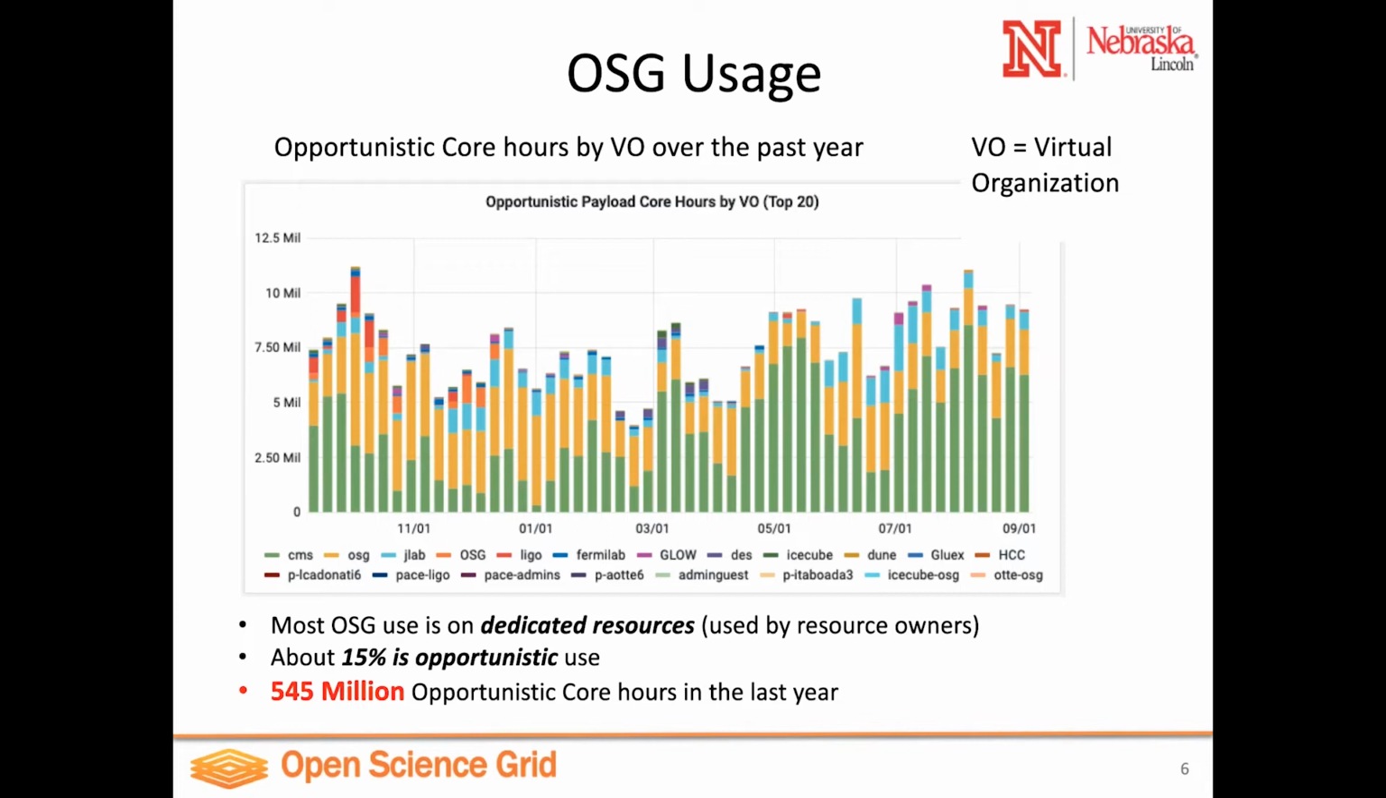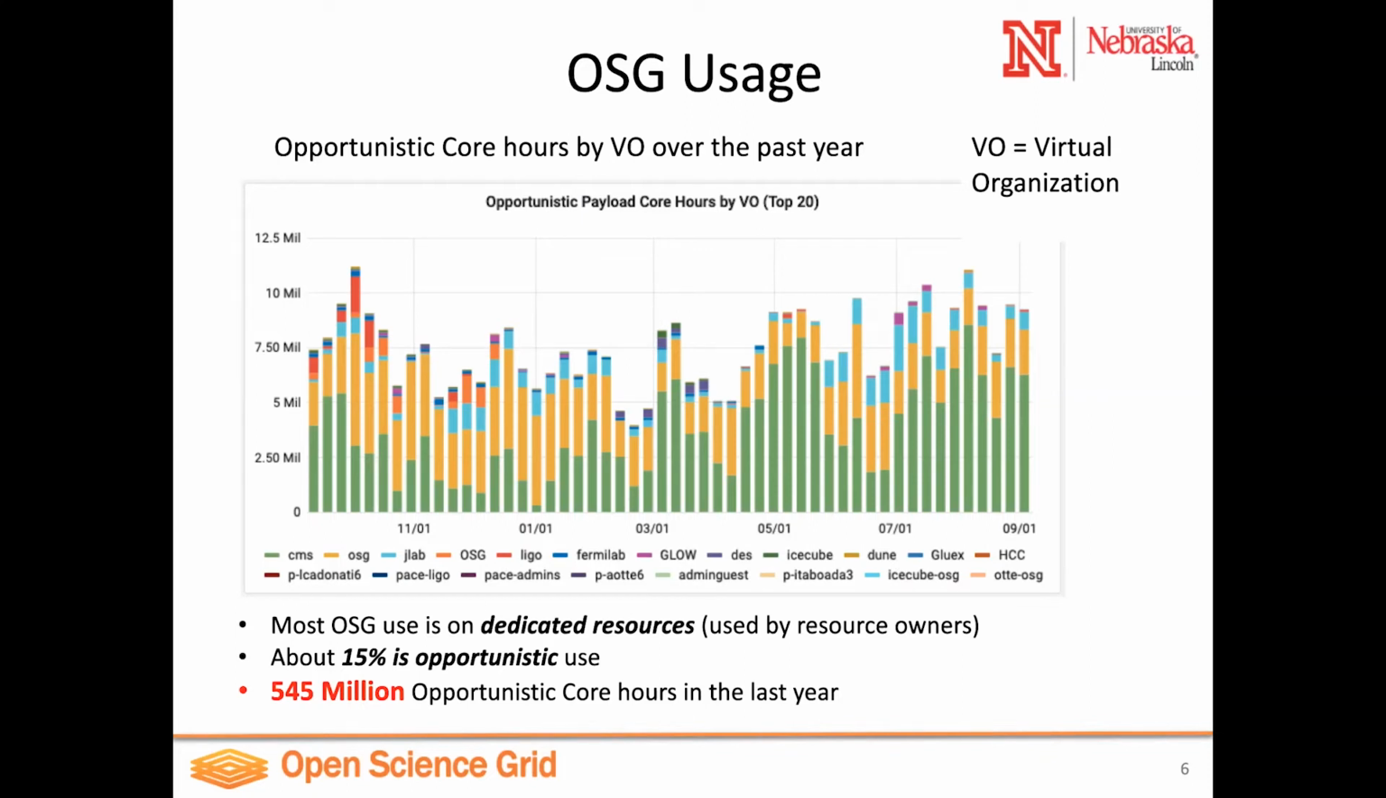Most of the use of OSG is on dedicated resources. So these are resources, computing done by the owners of that computing resource. But when computing cycles or nodes are not being used, the cores on those nodes that aren't being used are contributed and donated to opportunistic use. So someone submits a job from a portal to the OSG, and that job is matched to a resource that's just idle, that's not being used at that time. So this is what's known as opportunistic use.